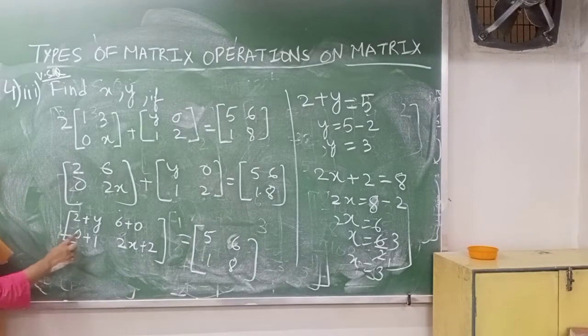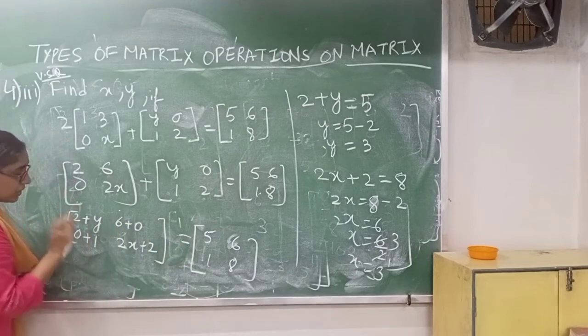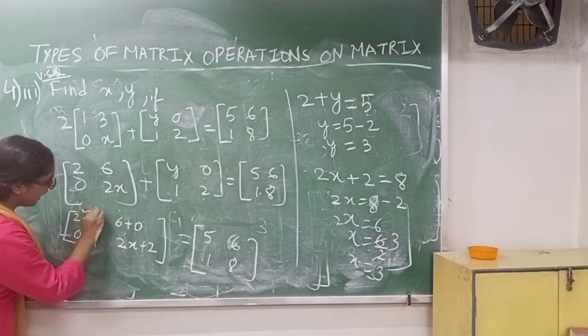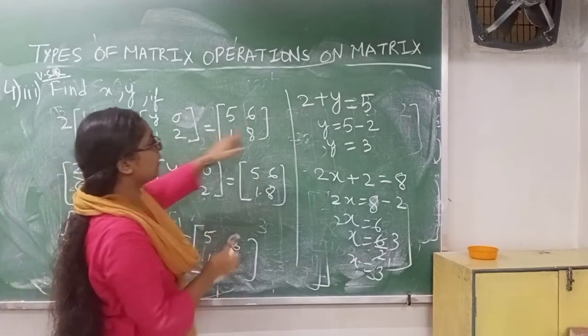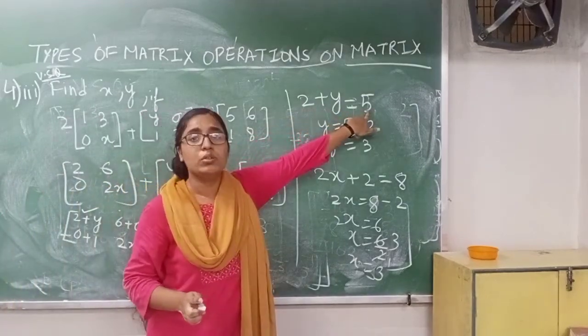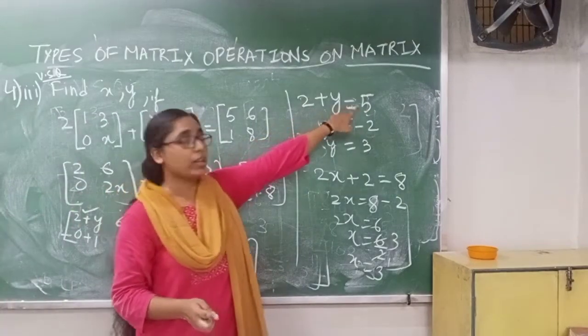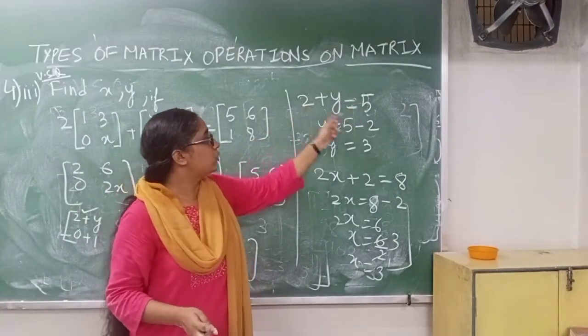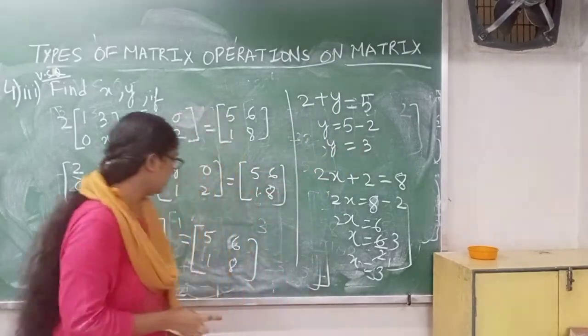Now you can see here, in the first one it is 2 plus y and here it is 5, which means in a matrix it is allowed to equalize first element with first element. That is why I have done 2 plus y equals 5, equalizing first element with first. 2 plus y equals 5. Now this plus 2 will go, it will become minus 2, so y equals 3, okay.